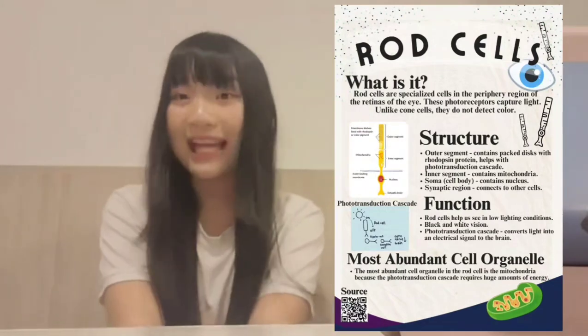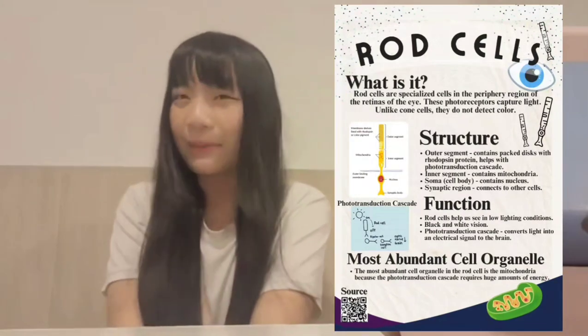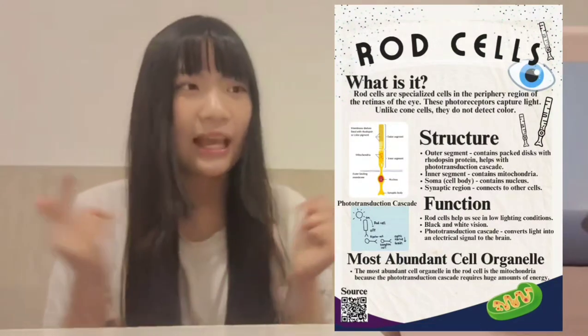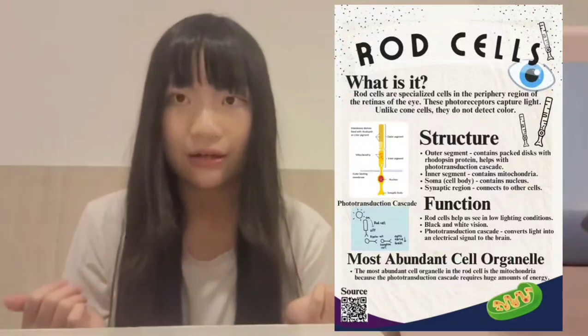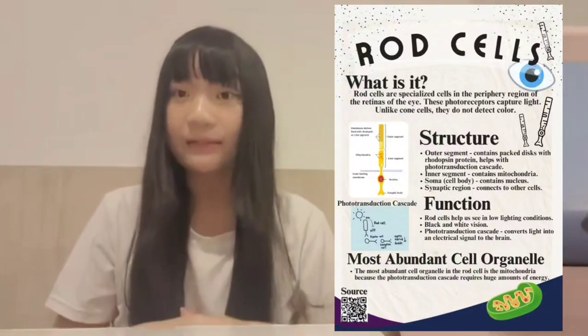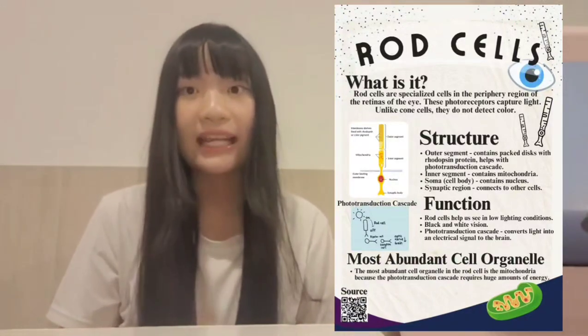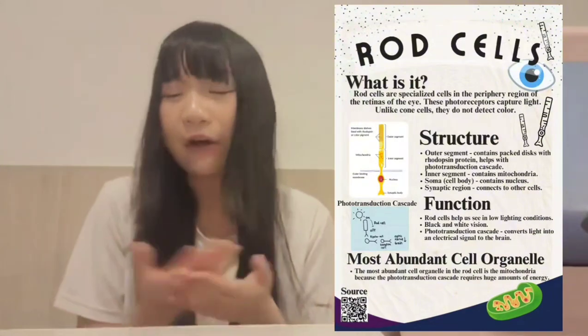Everyone, let's talk about cells. So what cells are we talking about? Rod cells. So what are rod cells? Rod cells are basically specialized cells that are found in the eyes. And where are they found in the eyes?